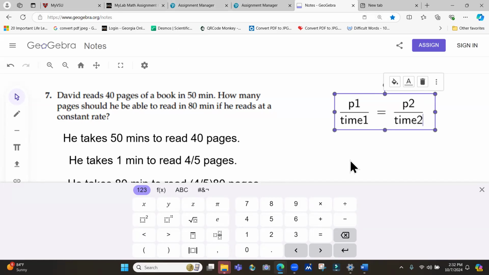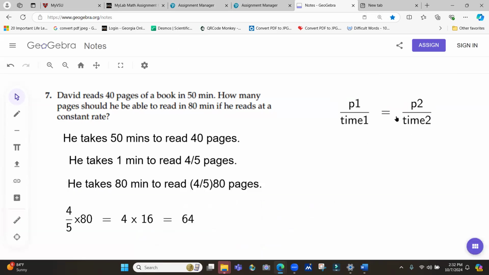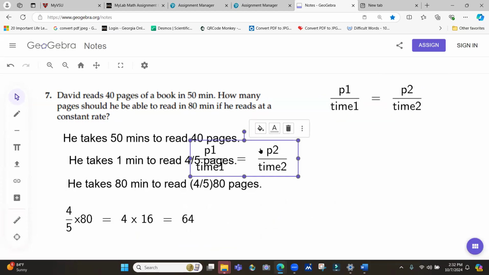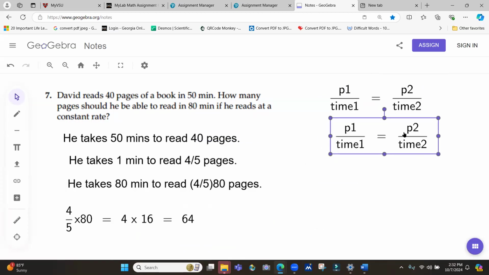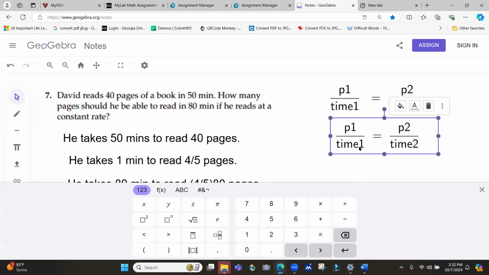It doesn't matter. You can flip it. You can write time one over P1, time two over P2, just be consistent. I'll tell you how I'm going to fill them up. P1 is the one you're looking for, number of pages. Leave that alone. Time one goes with 80 minutes. You want to know how many pages he reads in 80 minutes? Fill that time one is 80. The other pair, P2 over time two, is the given condition: 40 pages every 50 minutes. So T2 is going to be 50, and P2, number of pages, is 40.